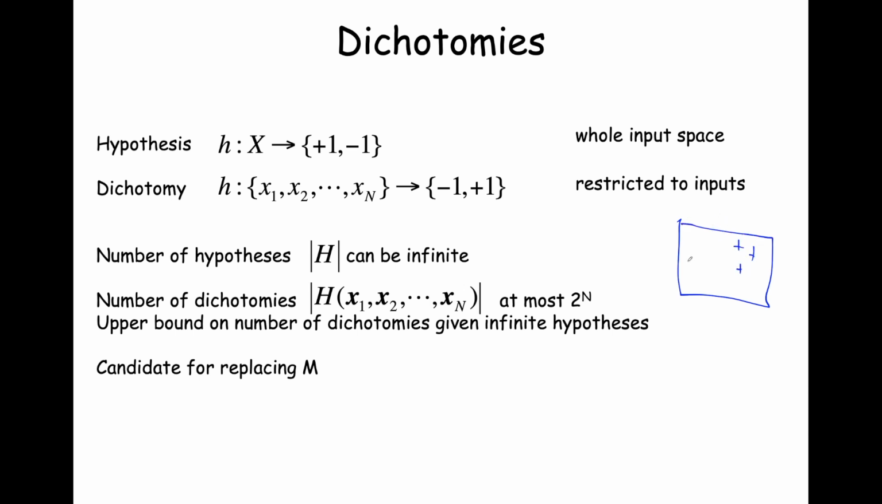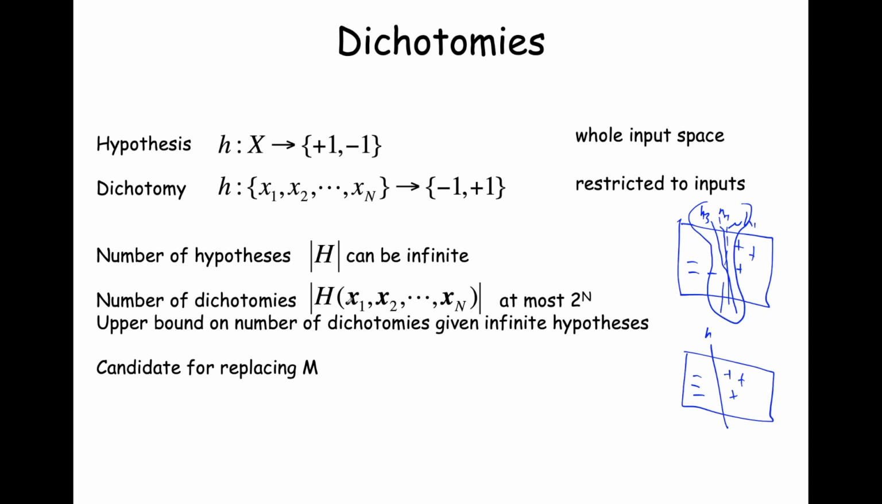plus, plus, plus, minus, minus, minus. You can have a very large number of hypotheses, H1, H2, a potentially infinite number, H3, etc., of hypotheses, and you're collapsing them all down into one equivalence class as the hypothesis that produces a particular dichotomy. And so the number of dichotomies, if we were to count the number of dichotomies, that's going to be at most 2 to the n, where n is the size of the set of the in-sample points.